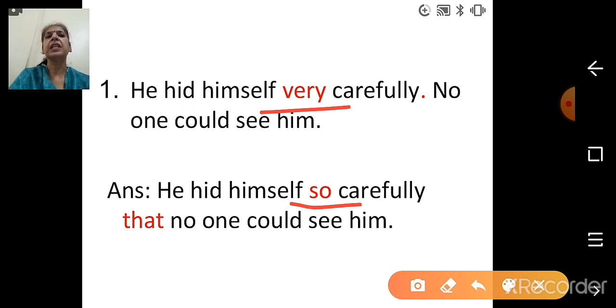Very is left out, and in that place we are using so. And we are rewriting as one sentence. In place of this full stop, we are using that. So the first letter of the next sentence will become small. N will become small. These things also we have to keep in mind. So the answer is he hid himself so carefully that no one could see him. One full stop at the end.